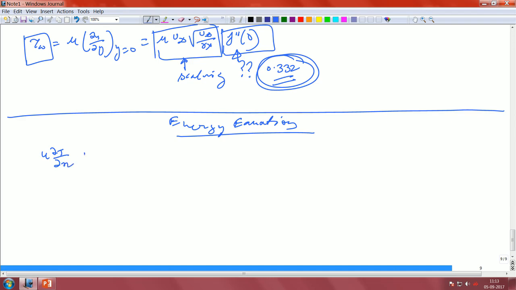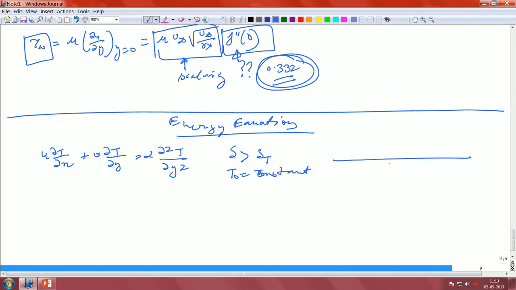So, after doing the similarity now for the momentum, we have shown how the profiles should actually vary. Now, let us take the energy equation, again the boundary layer version. Here let us take the case where delta is greater than delta T and T naught is equal to constant. T naught is the wall temperature.